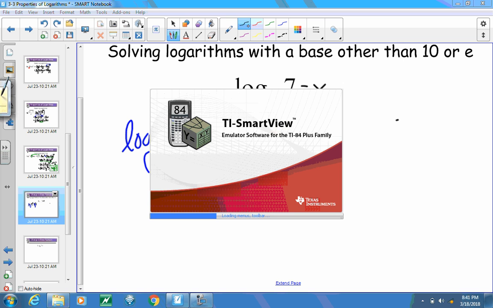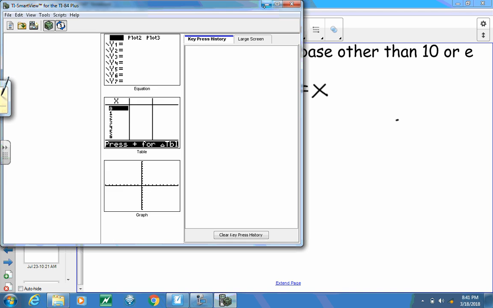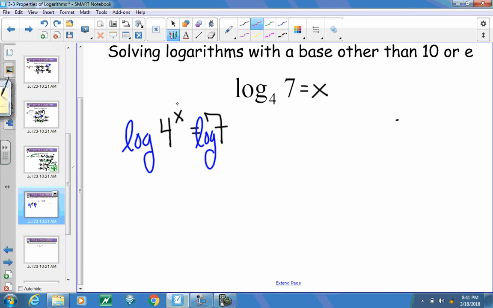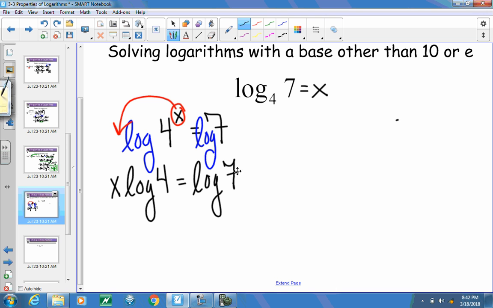Now, by taking the logarithm of both sides, what that allows me to do is use my power property. Get that out of the way for now. And that's going to allow me to bring this x out in front. So now I have x times the log of 4 equals the log of 7. Solving for x, I can divide both sides now by log of 4. Again, these are all base 10.